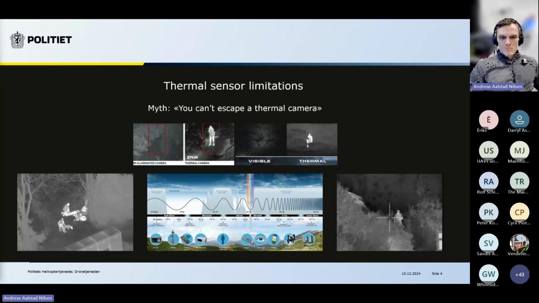But just like visible light, thermal radiation is easily stopped by objects. In fact, thermal radiation does not even penetrate many of the things that are transparent to visible light, like windows or water. So hiding from a thermal sensor is not impossible at all. Just standing behind an object will severely impact the thermal signature.